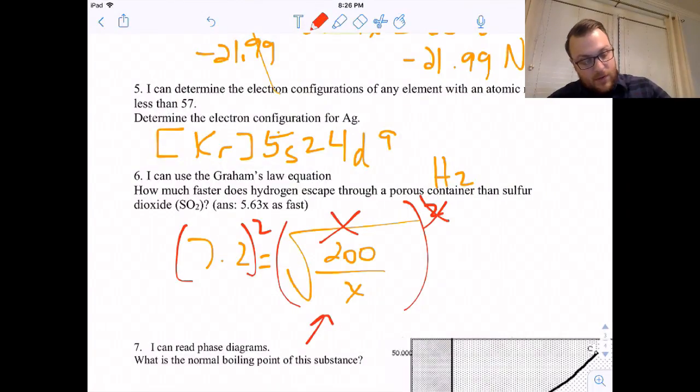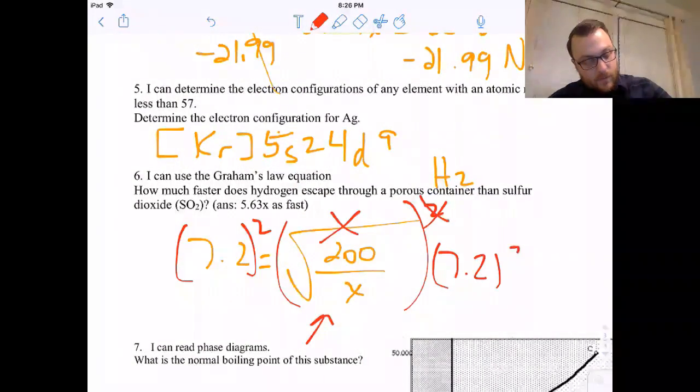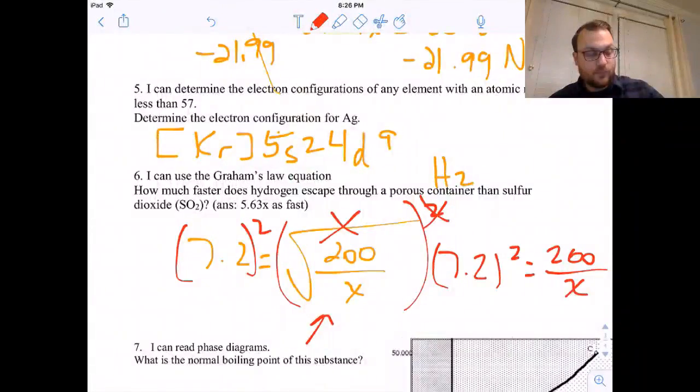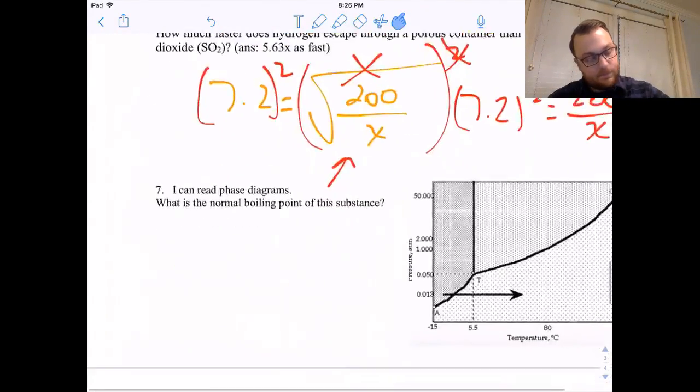And cross multiply and divide. So just keep that in mind. All right, you can read phase diagrams. We talked about this a little in class today. Let's just repeat a few things.